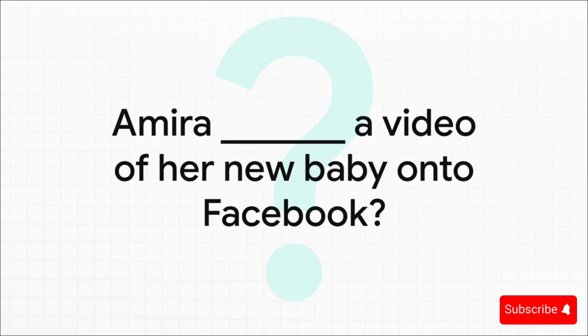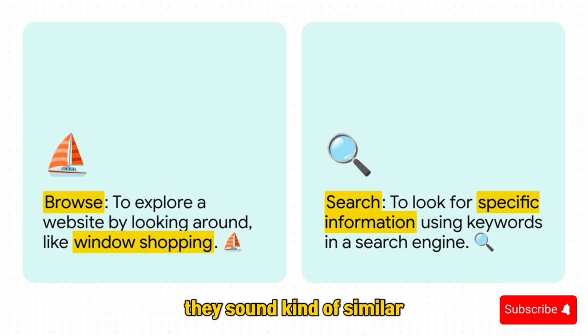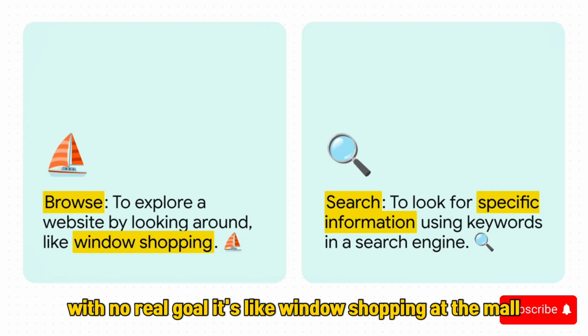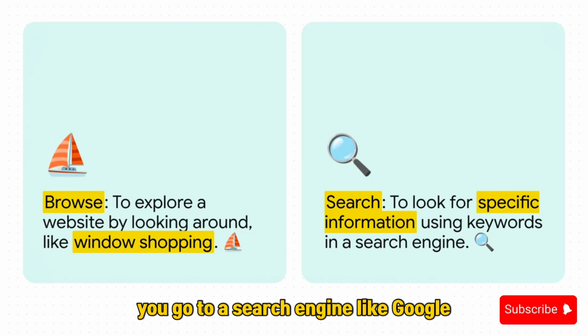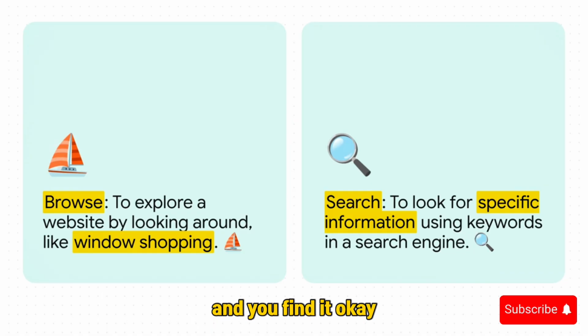Fantastic job. So what's the difference between to browse and to search? They sound kind of similar, but they're totally different. To browse is when you're just looking around online with no real goal. It's like window shopping at the mall. But to search is when you want something specific. You go to a search engine like Google, you type in exactly what you want, and you find it.